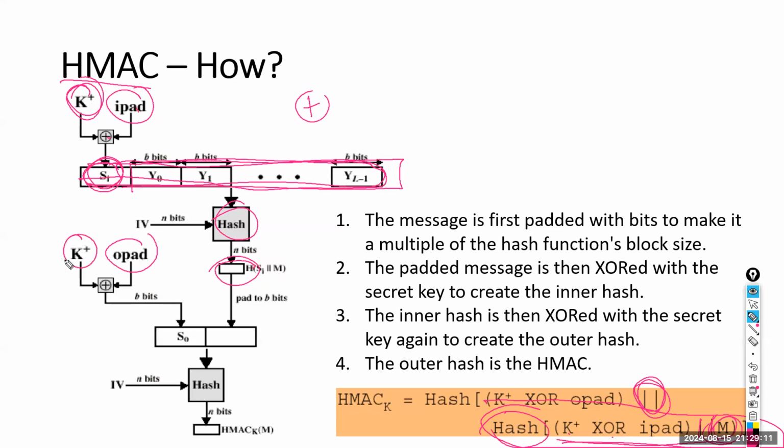That means K XOR opad. Opad is another string. So you can say K XOR opad, and that is concatenated with the previous hash. The previous hash here is concatenated with it, and then we take the hash of those two together. This hash here is, then, your final HMAC value.